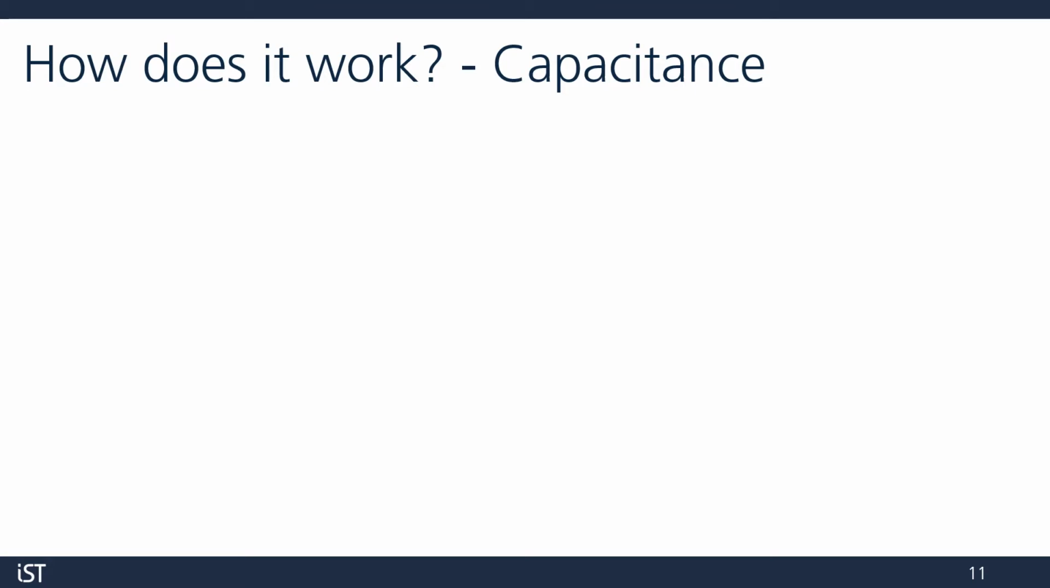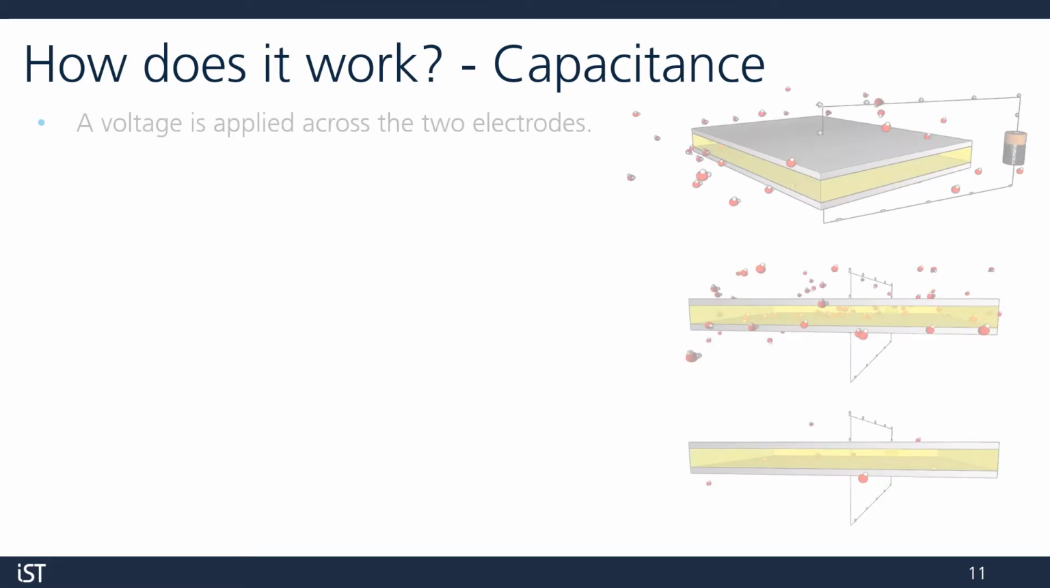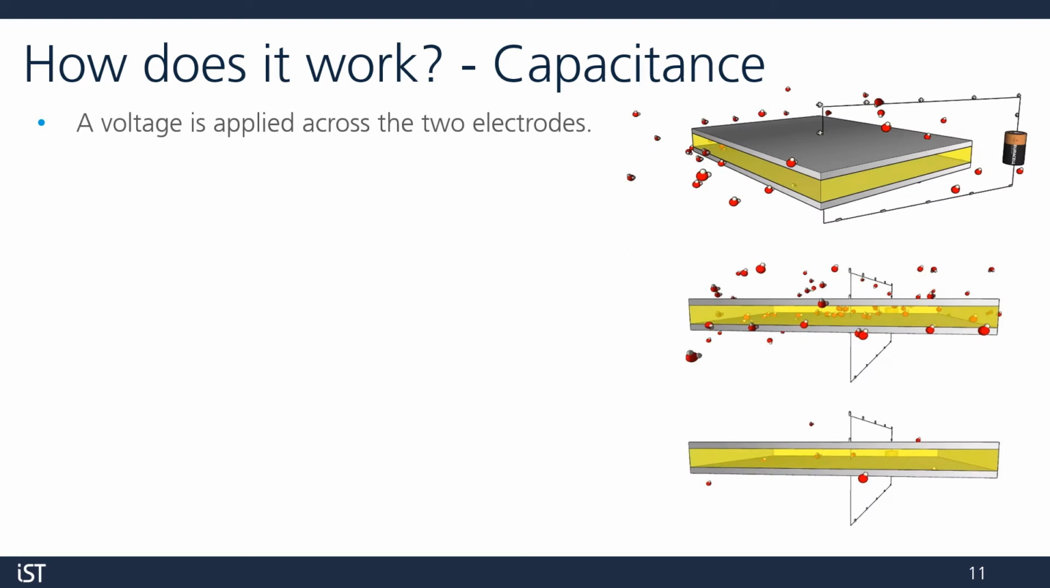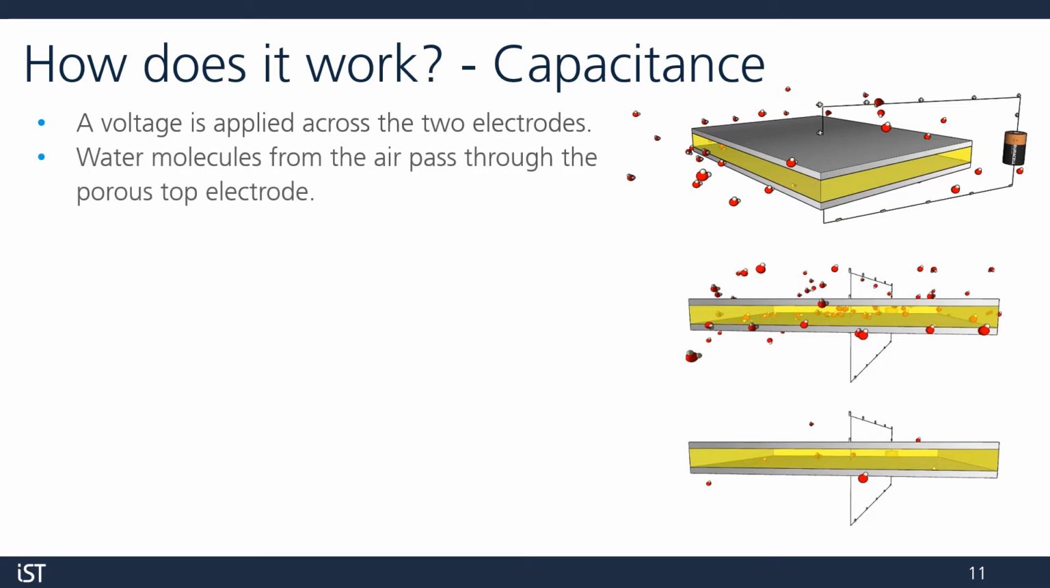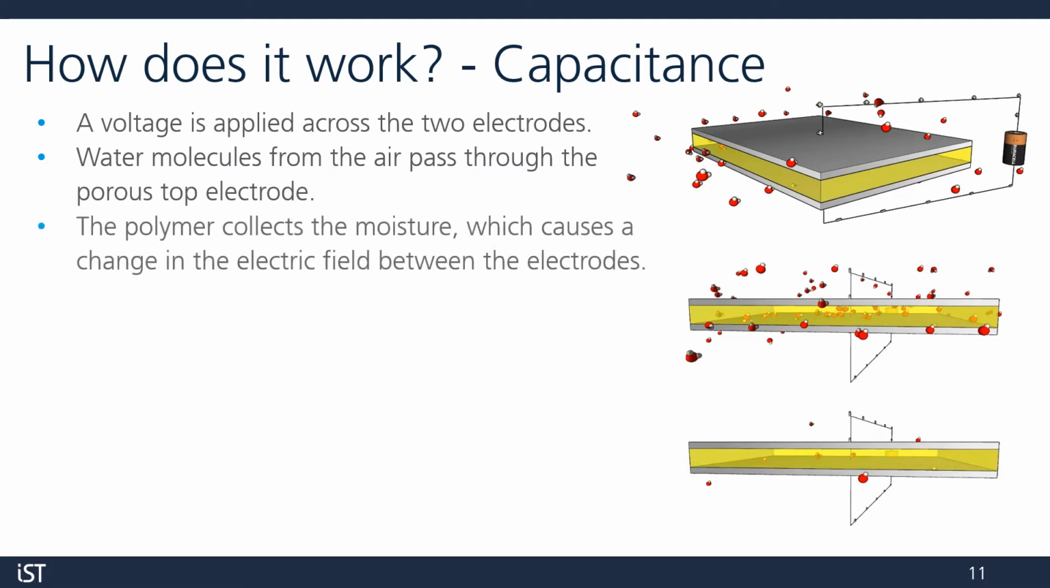Let's take a look at how we determine the humidity. A voltage is applied across the two electrodes. Water molecules from the air will pass through the holes on the porous top electrode. The polymer then collects the moisture, which causes a change in the electric field between the electrodes due to the change in dielectric constant of the polymer.